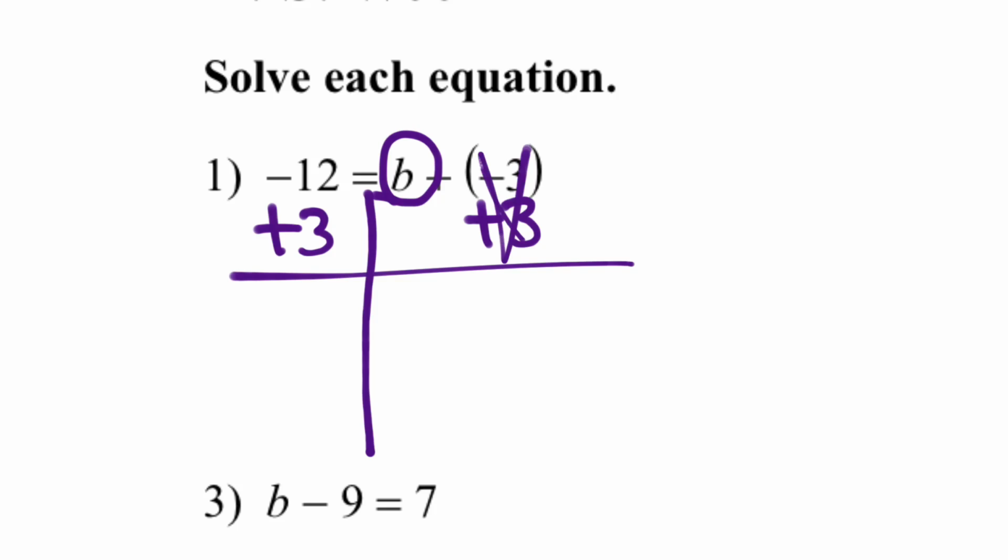-3 plus 3 gives me 0. That goes away, leaving me with b. -12 plus 3 equals -9.